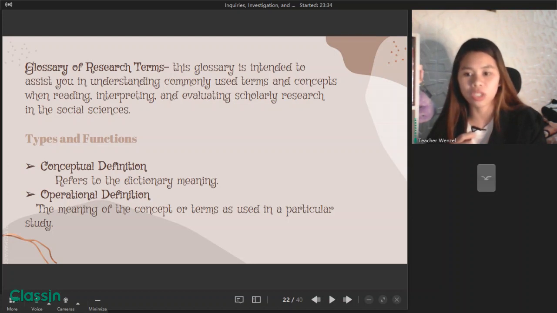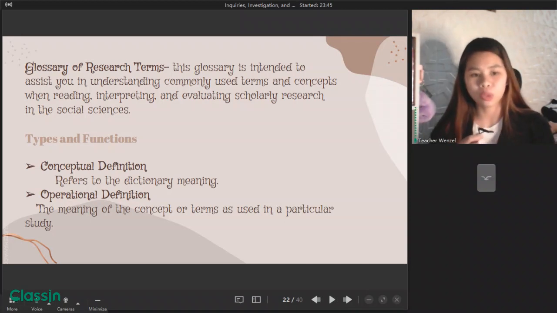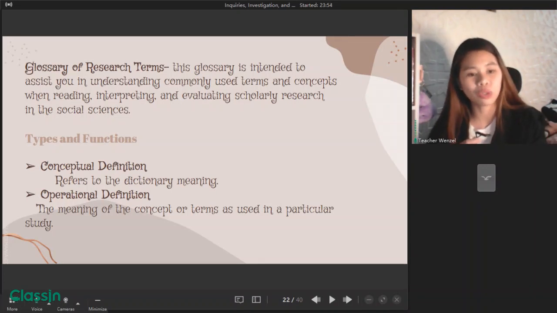Conceptual definition refers to the dictionary meaning. Operational definition is the meaning of the concept or terms as used in a particular study. This provides your readers with an idea of the concepts or factors that will be presented throughout your research and contextual information about how those concepts will be used in your study. This should be clear because otherwise it will create confusion or mislead your reader.